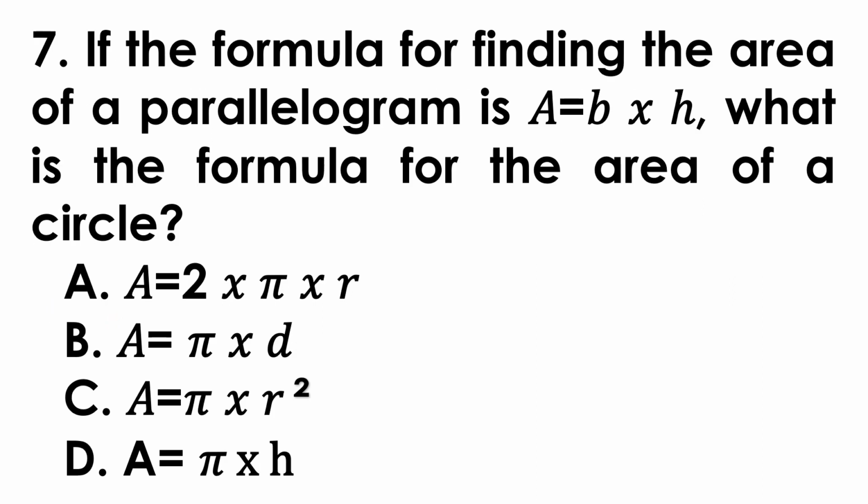Number 7. If the formula for finding the area of a parallelogram is A is equal to B times H, what is the formula for the area of a circle? A, A is equal to 2 times pi times R. B, A is equal to pi times D. C, A is equal to pi times R squared. D, A is equal to pi times H. The answer is letter C.